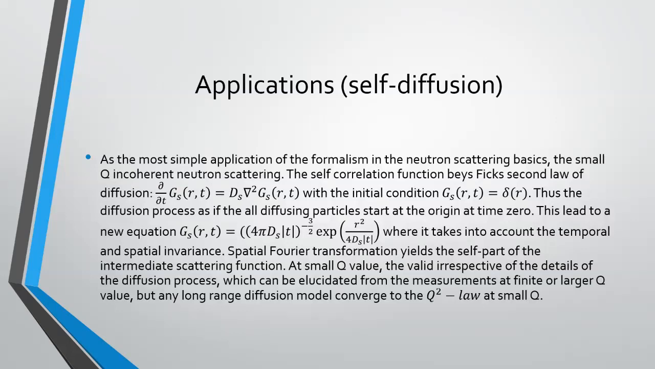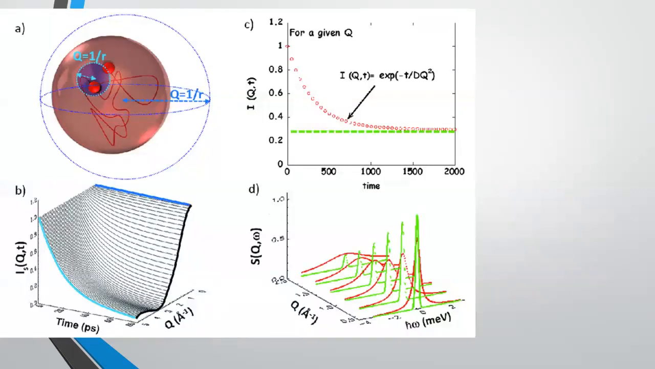Now we get onto self-diffusion. As the most simple case of incoherent neutron scattering, the self-correlation function obeys the diffusion equation: the partial derivative with respect to t of G sub s of r and t equals D sub s times the Laplacian of G sub s, with G sub s at t equal to 0 being delta of r. Thus, the diffusion process. This leads to G sub s of r and t equal to a prefactor times the exponential of minus r squared over 4 D t, in spatial invariance. The spatial transformation yields the value irrespective of the details of the diffusion process, but any long-range diffusion model converges to the Q squared law at small q values of the self-coherent factor.